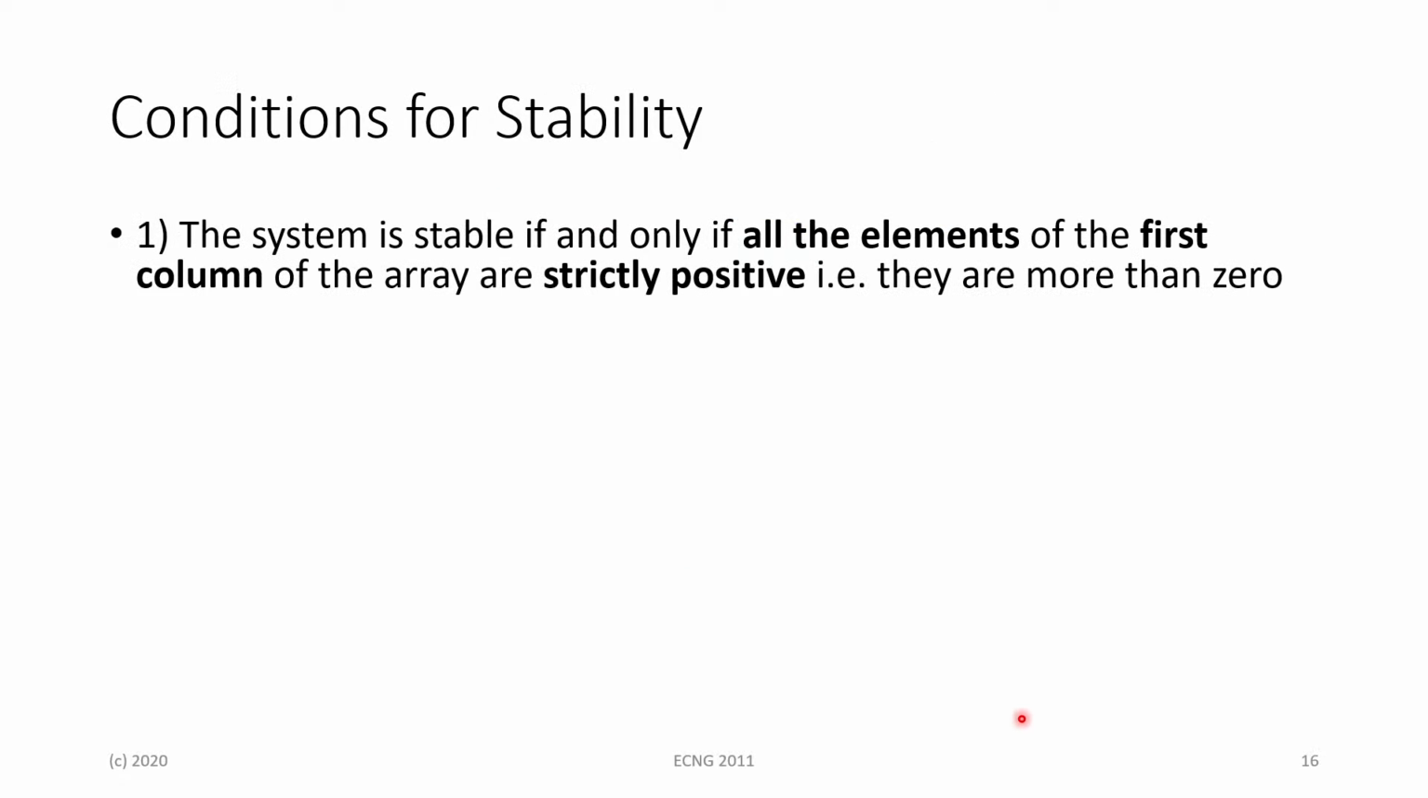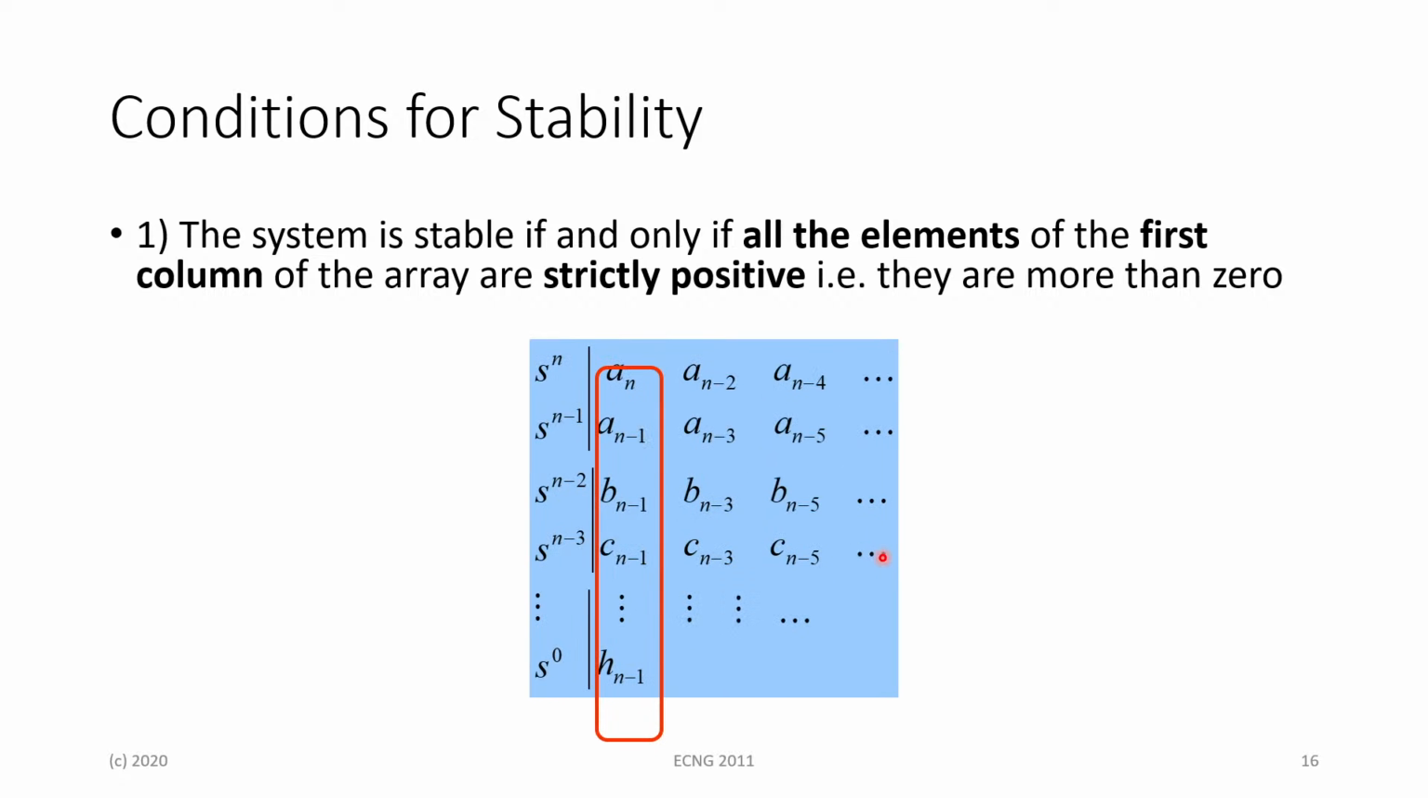Once the table is completed, it's just basically to do a series of observations with respect to the table to determine if the system is stable or not. In particular, the first rule here basically tells you that for your system, the elements in the first column of your table must be strictly positive, meaning that they must be more than 0. Once this condition is fulfilled, your system is basically going to be stable. If this condition is violated in any form or fashion, that means your system is going to be unstable.